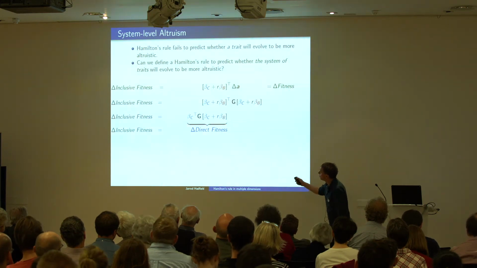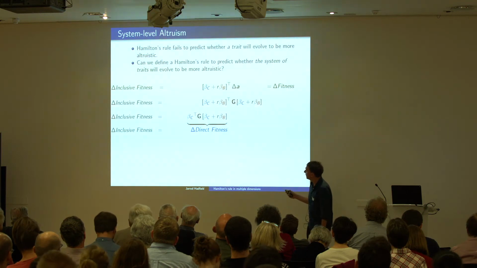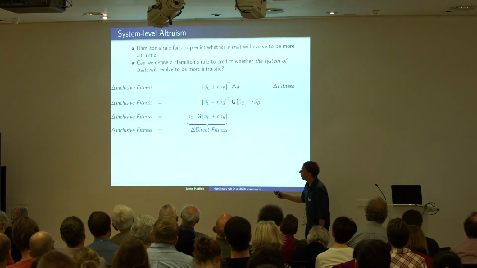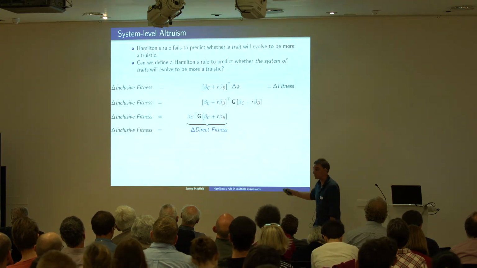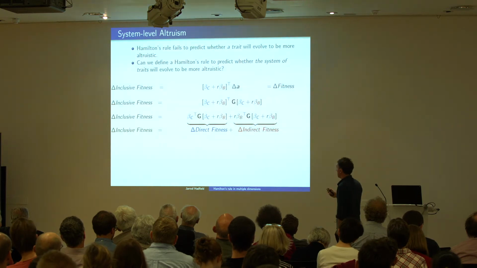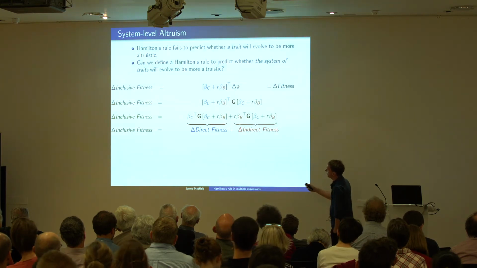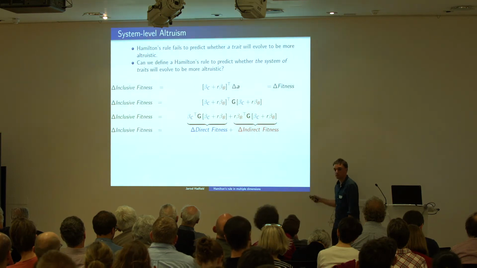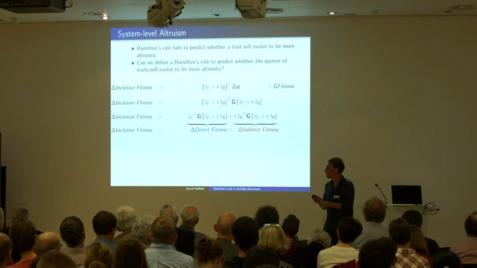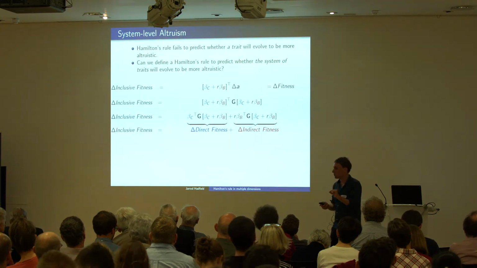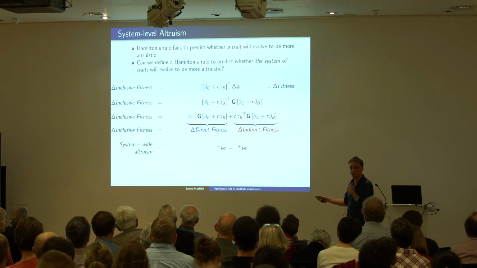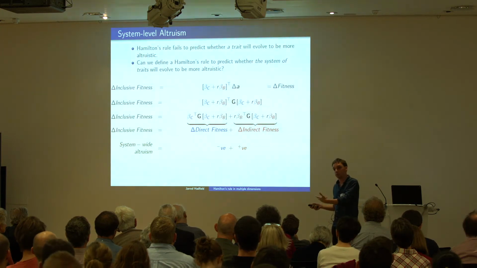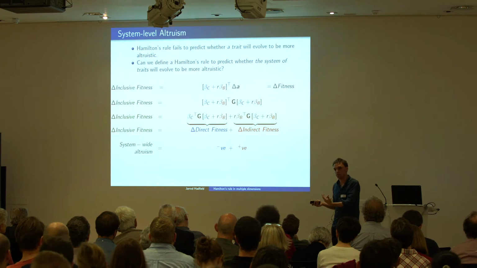We can split this quadratic into two terms. The first term here is again evolutionary change in the traits multiplied by the effect of those traits on the actor's fitness, and we get the change in direct fitness. And then here we've got the same thing for the recipient's fitness, and this is the change in indirect fitness, so the change in the fitness of the recipient. So we can define system-wide altruism as the case where the traits evolve to reduce the fitness of the bearer, but to increase the fitness of the recipients. So that would be a system-wide altruism.